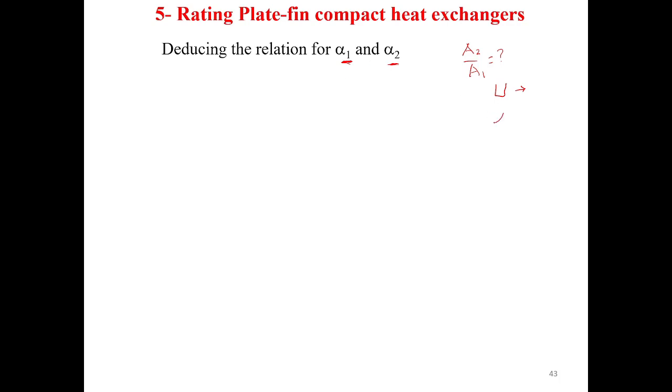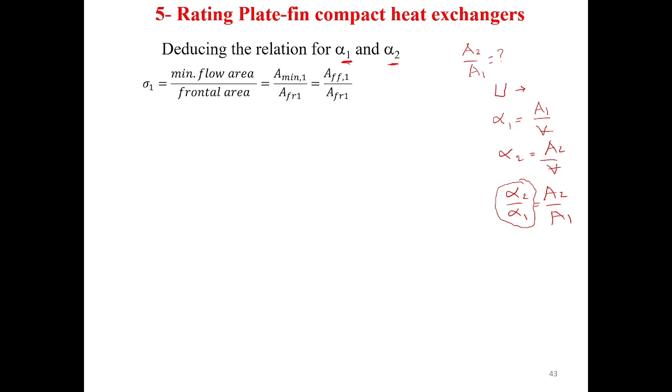Alpha 1 is the heat transfer area A1 divided by the total volume of the heat exchanger, and alpha 2 is A2 over the total volume of the heat exchanger. So you can say that the ratio alpha 2 over alpha 1 is actually A2 over A1. So if we can find the value of alpha 2 over alpha 1, we can find A2 over A1. In the following, we are going to see how we deduce this relation.